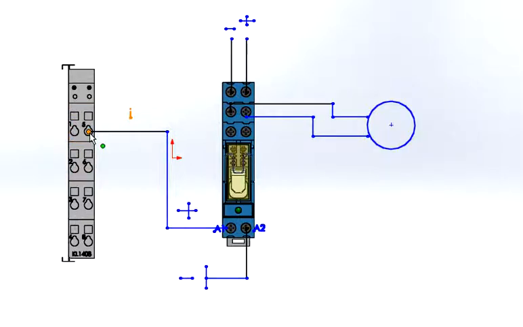From the digital output card, just take this wire and connect to the relay A1. This is the 24 volts positive. And this is the negative A2, just connect it with the negative. Once the circuit is complete, then this relay will come on.